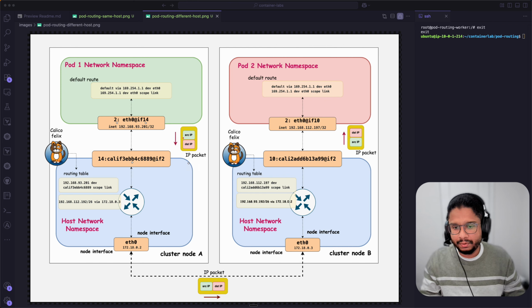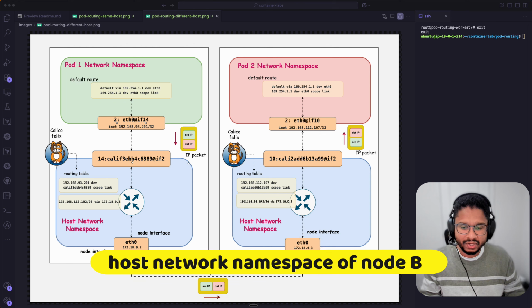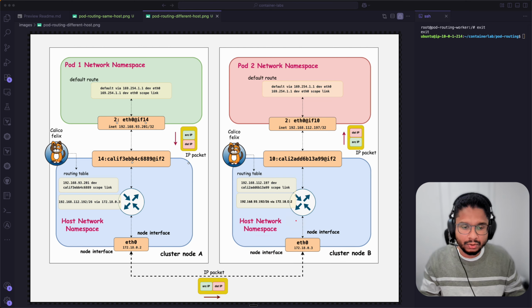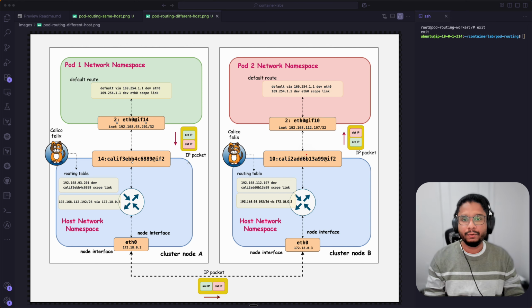So in this particular example, the packet lands in the host network namespace, and a route lookup is done that reveals that for this particular block, you forward traffic to this ETH0 interface, in which case this packet then lands at the host network namespace of that node. This node does a route lookup for that IP, which is 112.197, and that lookup reveals that you forward traffic to this particular Cali interface, and then that packet eventually reaches the pod that it is destined to, okay, in this case.